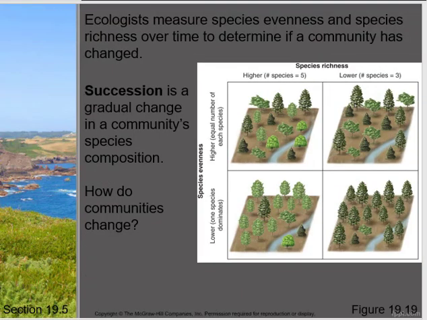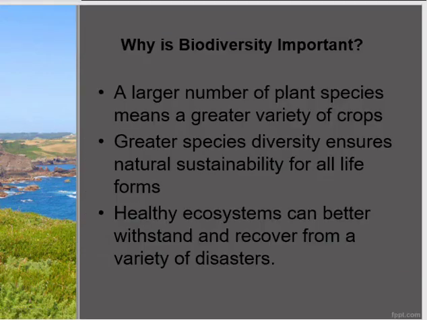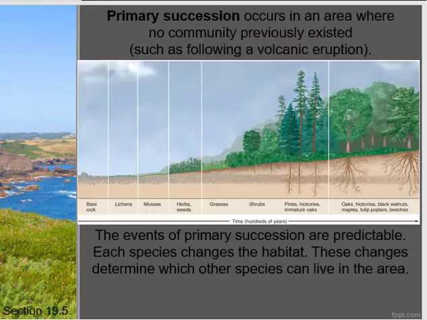Succession is the gradual change in a community's species composition. And how do they change? Well, biodiversity refers to species richness. The greater the species diversity, the more sustainable all life forms are. Healthy ecosystems can better withstand and recover from any kind of disaster.